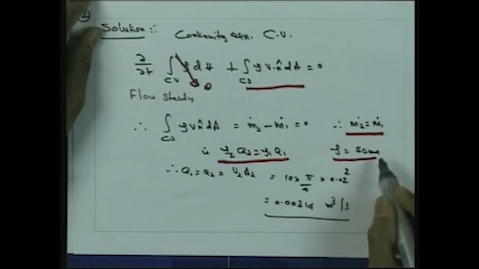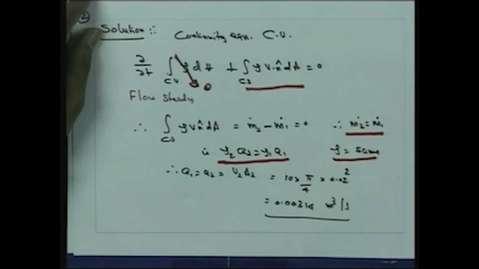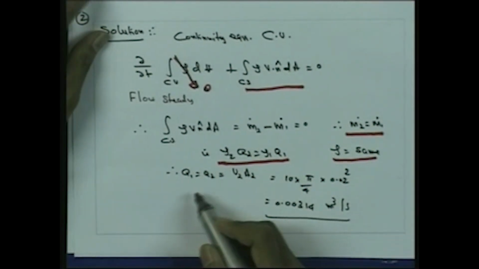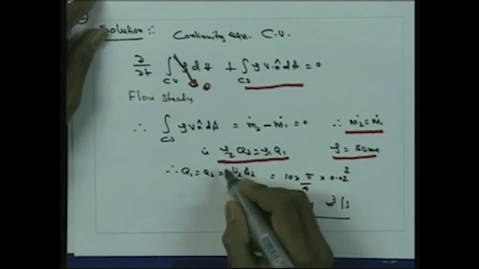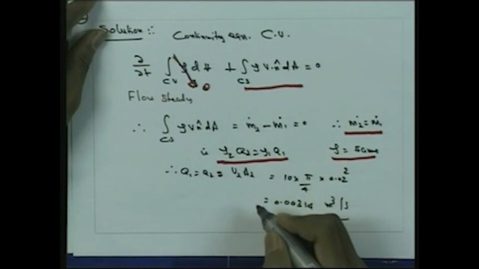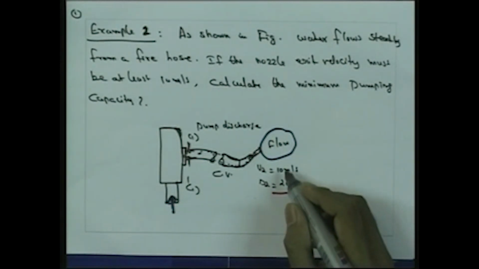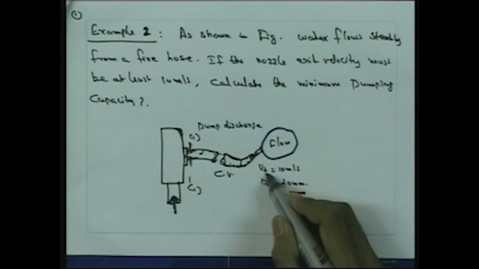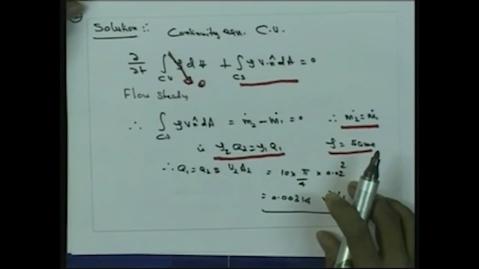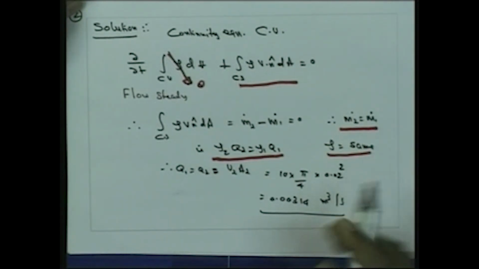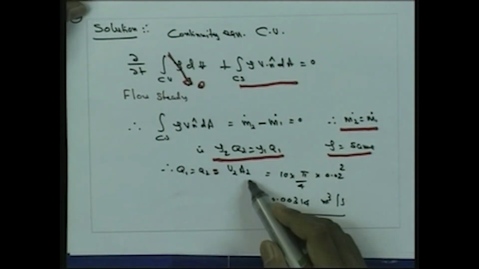Here, since we are considering water, the density is the same, so we can write Q1 is equal to Q2, which is equal to V2 into A2. For the fire hose we considered, the diameter of the hose is given and the velocity is given, so we can write finally the discharge, that means the minimum pumping capacity, Q1 is equal to Q2 is equal to V2 A2.